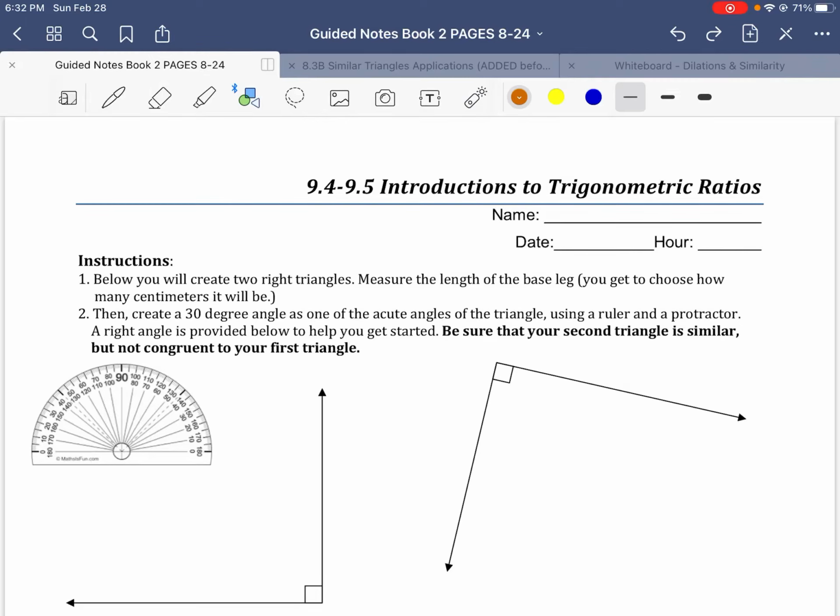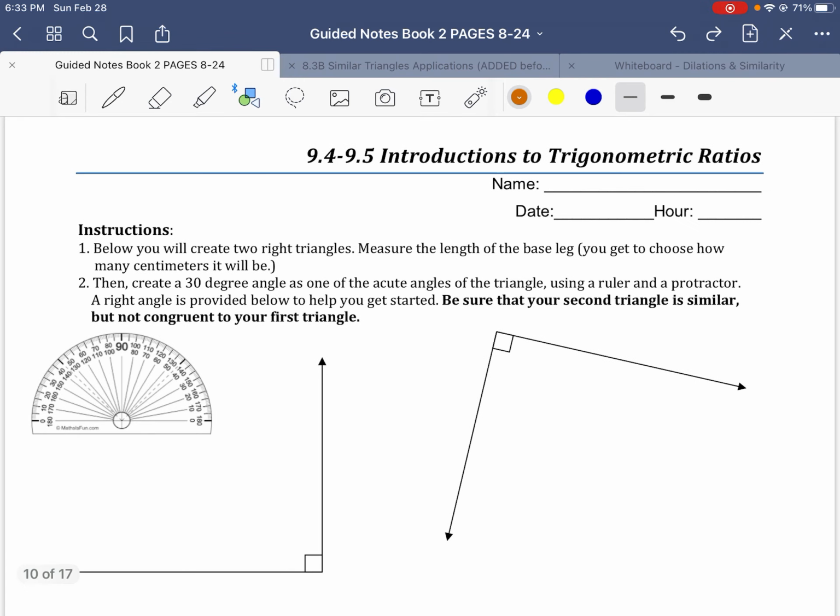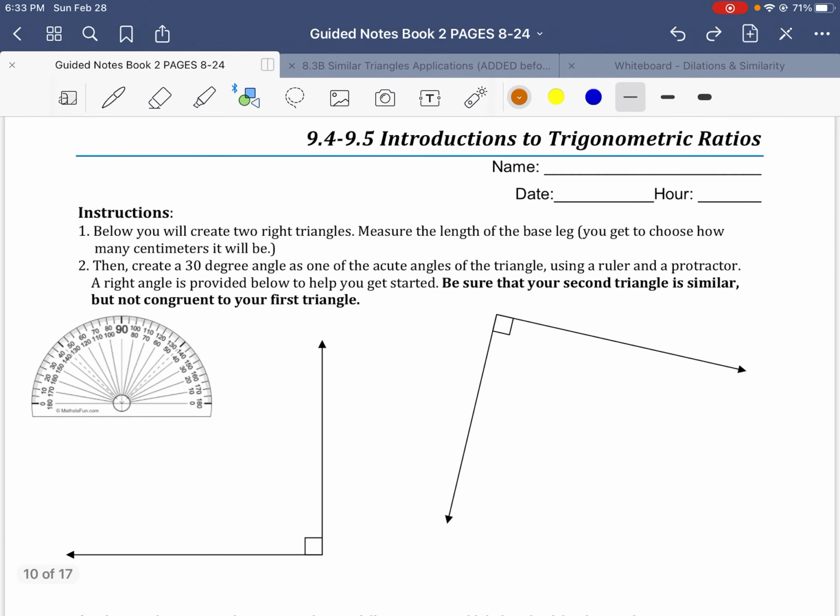Okay, in class when we introduce a new idea called trigonometric ratios, I generally will do a little discovery. So this video is going to walk through that discovery. Hopefully it makes sense where I'm just doing it on this screen. And I'm just going to walk through these steps. You're welcome to walk through the steps as well on your paper in your guided notes book.